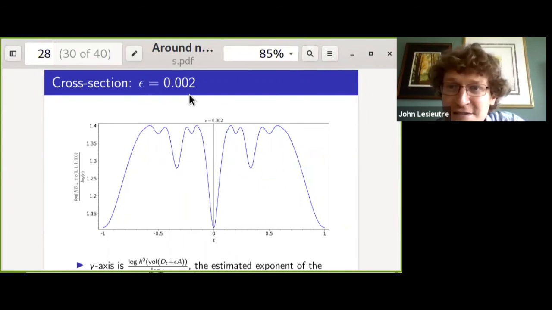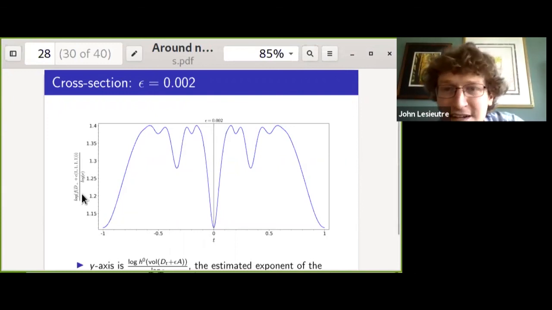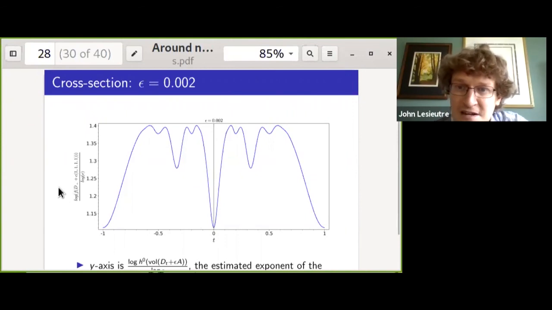And now what I'm plotting is not the volume, I'm plotting the estimated exponent. So I'm taking the log of the volume of d plus epsilon a divided by log of epsilon and plotting that. If the volume were growing like c times t to the d, this is sort of my guess at the exponent. The students have been calling the volume f because they don't know what a line bundle is, but this is log of volume of d plus ta divided by log of epsilon, which is your guess of the exponent.